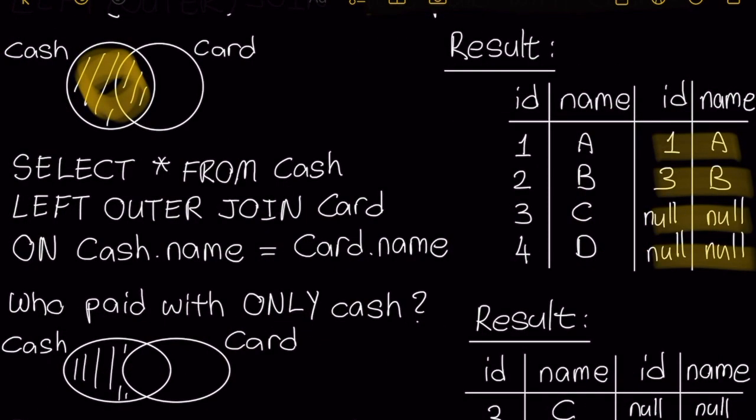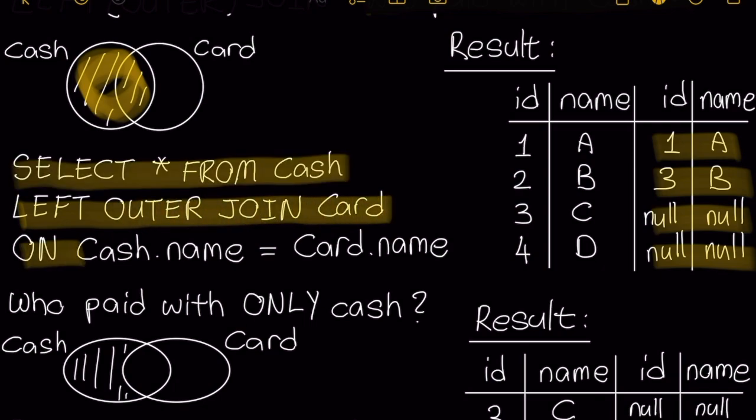To do this, here's the SQL query. We select all from the cash table, left outer join the card table on the name for cash and card.